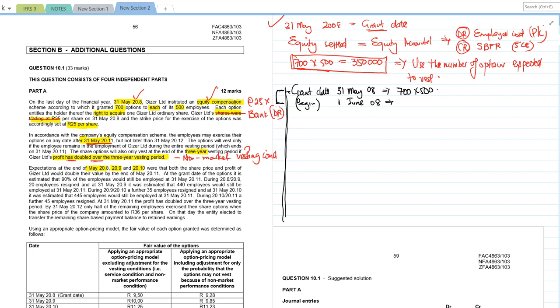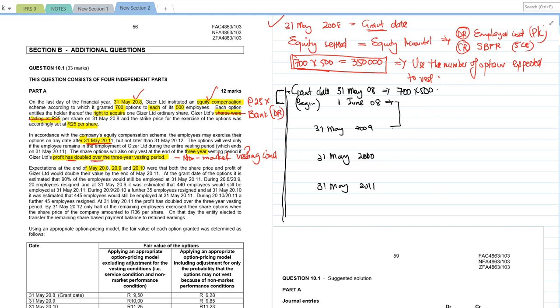Okay, so it means from 1 June 2008, we now have to go to the end of the following year, which is now going to be 31 May 2009. And we also have another 31 May 2010. We also have another 31 May 2011, because that's our vesting date, which is the vesting period. So now it means we need to move from year 1 to this end, and then to this end, and to that other end.